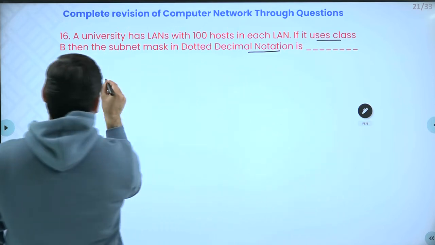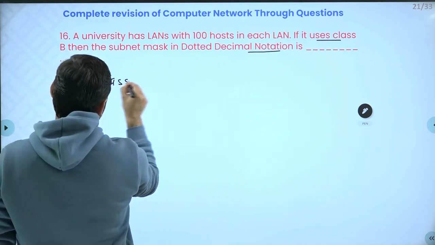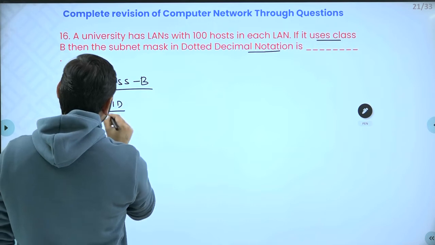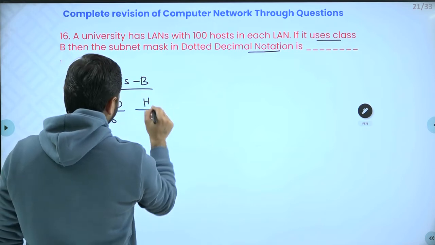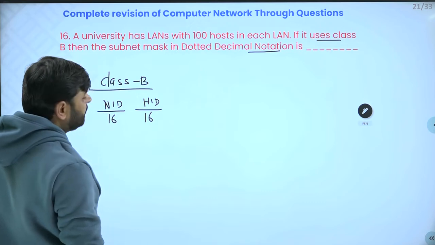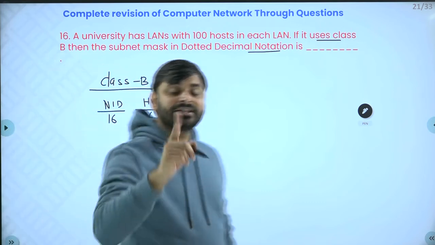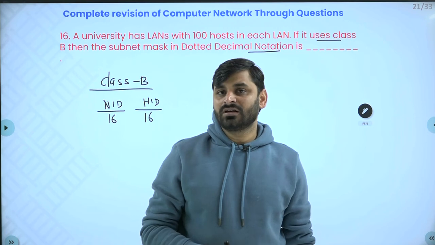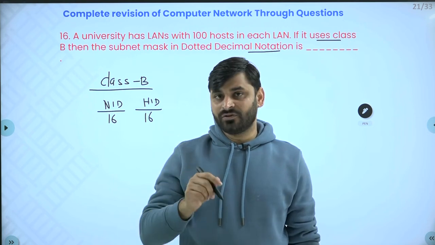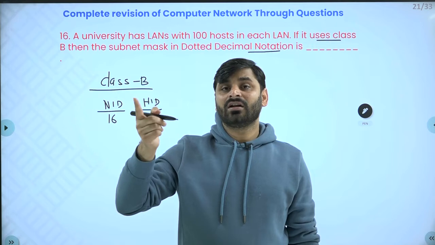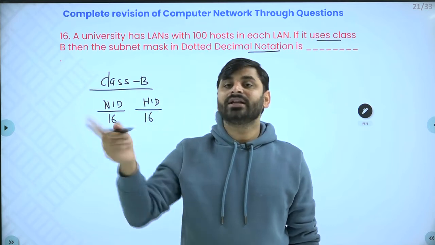So actually, my dear friends, we are very sure that class B has a network ID of 16 bits, and the host ID is also 16 bits. They are saying 100 hosts in each LAN. If each LAN has 100 hosts, how many bits are needed for the host ID? 6 bits? No, 2 power 6 is 64. I need 7 bits for the host ID, because 2 power 7 minus 2 is 126 hosts.